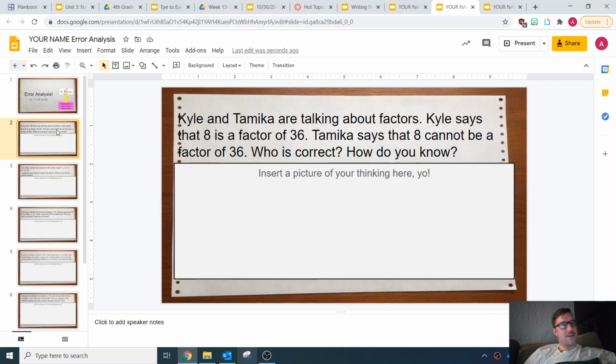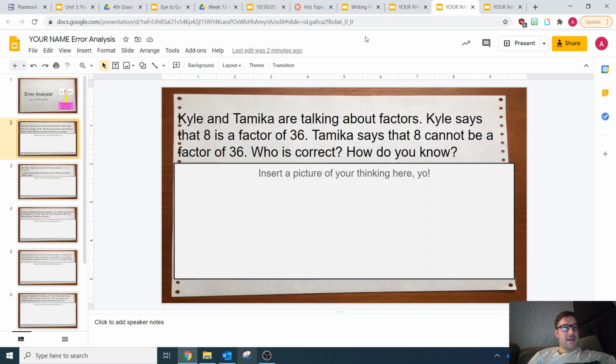Kyle and Tamika are talking about factors. Kyle says that 8 is a factor of 36. Tamika says that 8 cannot be a factor of 36. Who is correct? How do you know? So you're thinking, okay, who's right here? Is Kyle right? Is 8 a factor of 36? Or is Tamika right because 8 is not a factor of 36?